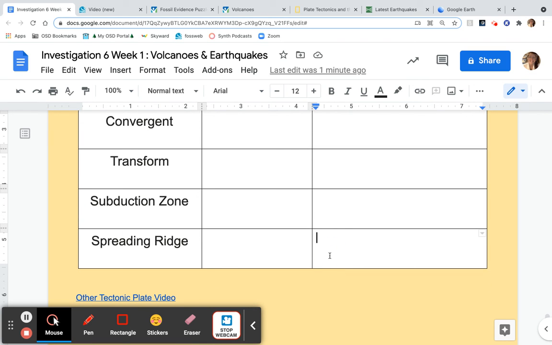And now a spreading ridge is just where in the ocean two plates are going apart, two oceanic plates are moving apart. And what happens in that gap? Magma and lava are coming up and filling in that gap and forming new oceanic crust.